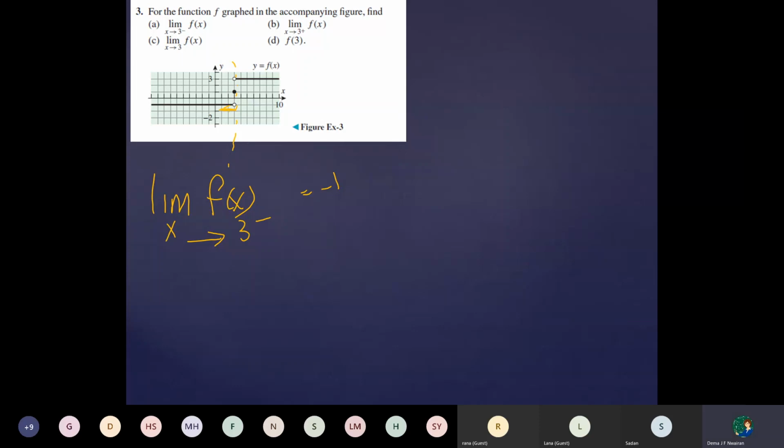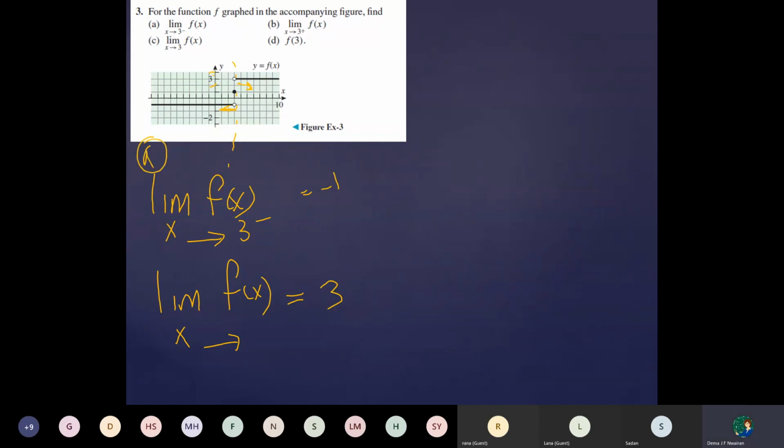Now, the limit of f of x when x approaches 3 from the right. Where is the 3 from the right? It is here. It is at the point, oh, it's equal to 3.